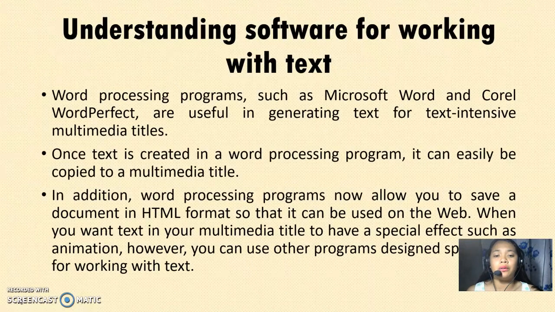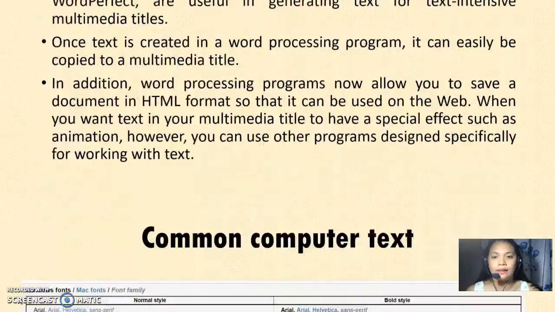So, word processing programs such as Microsoft Word and Corel WordPerfect are useful in generating text for text-intensive multimedia titles. Once text is created in a word processing program, it can easily be copied to a multimedia title. In addition, word processing programs now allow you to save a document in HTML format so that it can be used on the web. When you want text in your multimedia title to have special effects such as animation, however, you can use other programs designed specifically for working with text.